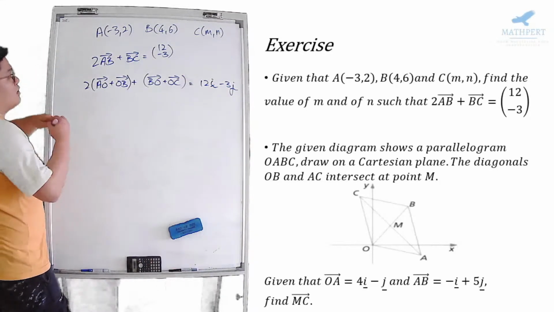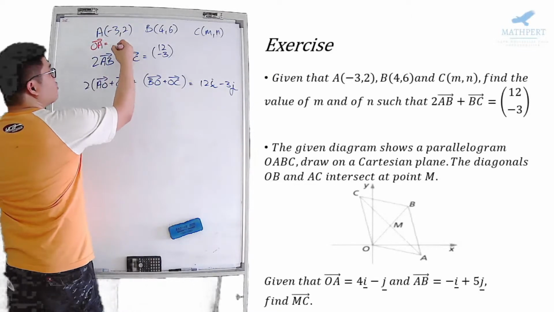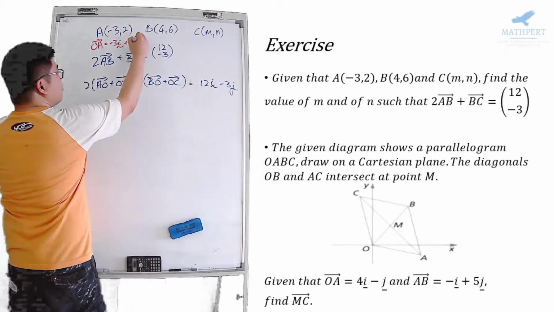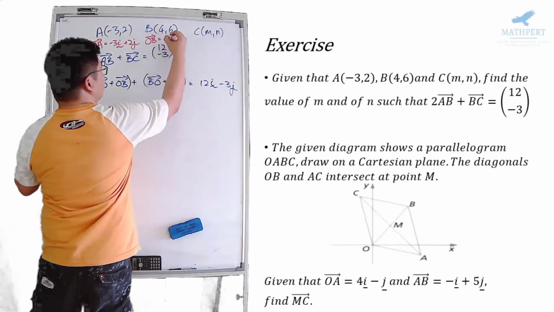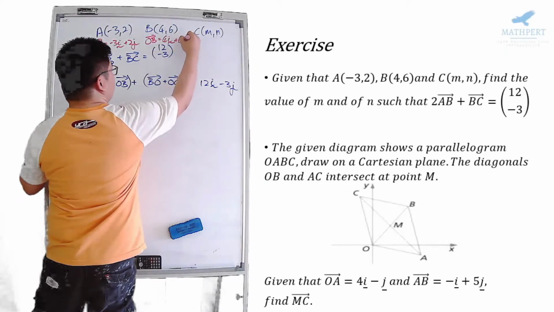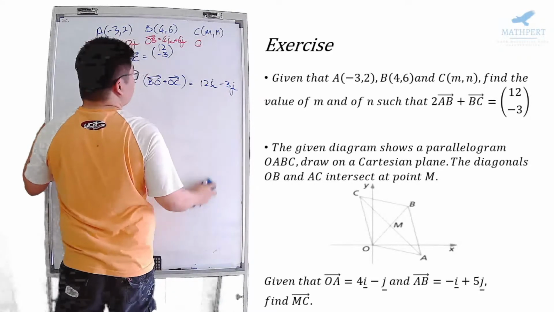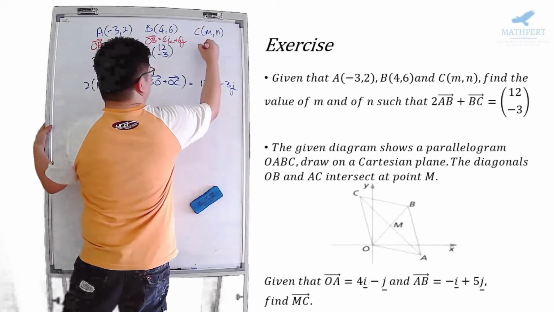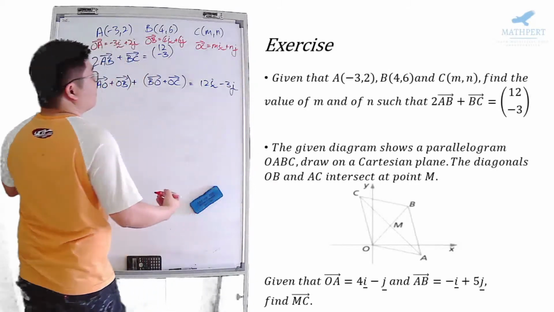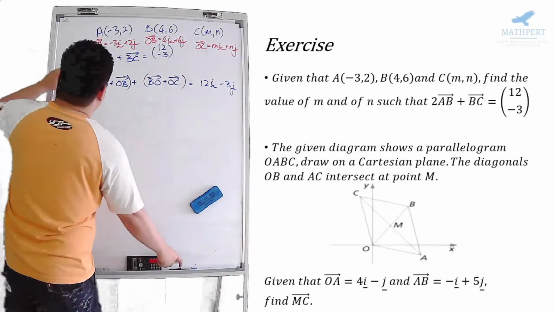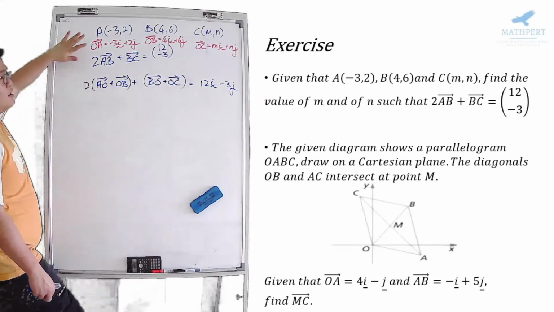So the coordinate of A is OA, which is equal to negative 3i plus 2j. Alright? B can be written as OB equal to 4i plus 6j. C will be OC equal to mi plus nj. Okay. Now we have OA, OB, OC. We can substitute into all this. Okay. AO is equal to negative OA.